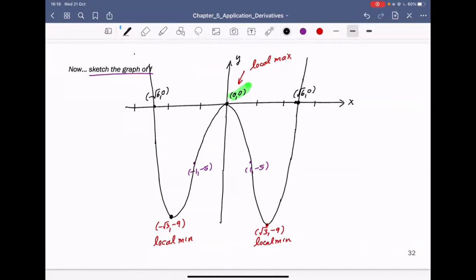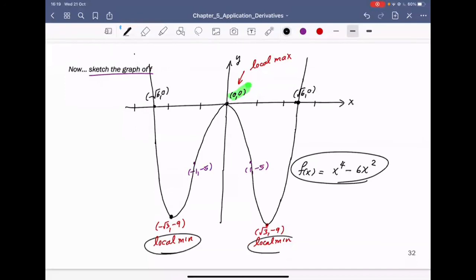This is going to be the sketch of the graph f(x) equal to x cubed minus 6x squared. If you put it in Google or Mathematica or whatever, this is the graph that you're going to get. And we know that the graph is going to be like this by using just calculus. You can see this is local min, this is local max, and this is the inflection point, the point where it changes concavity.